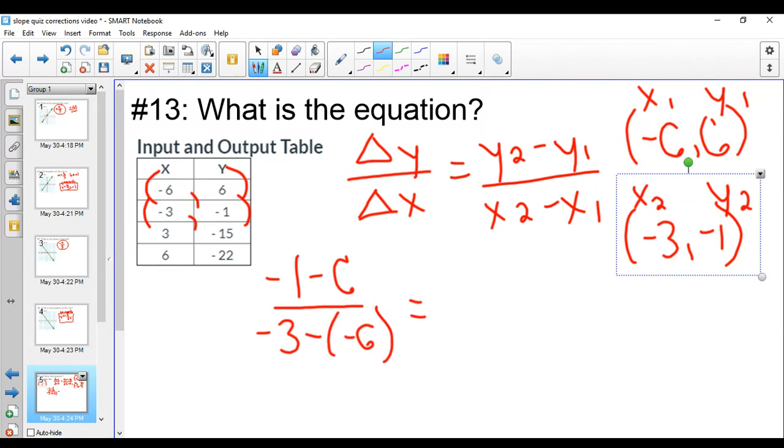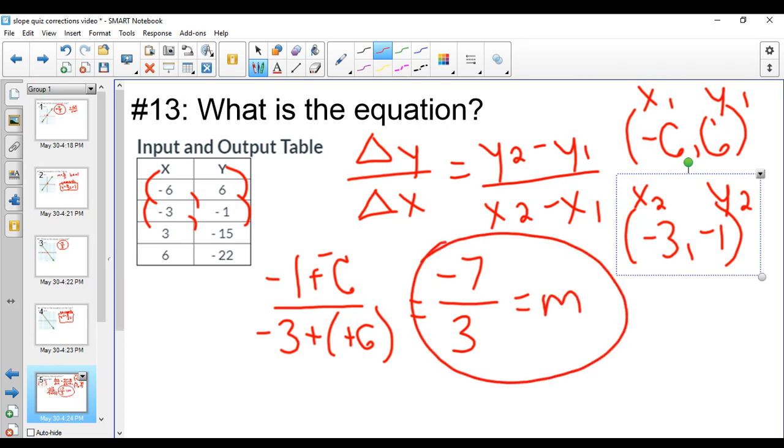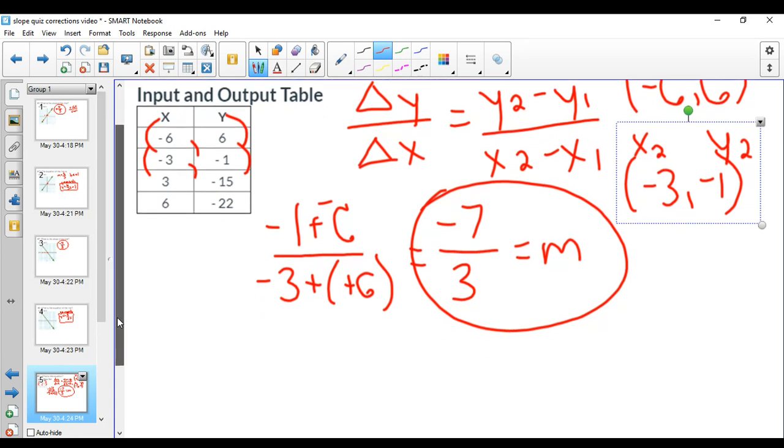Okay, so for our numerator, keep, change, that becomes -1 plus -6, which is -7. Then let's go to the denominator. Again, keep, change. This essentially is the same as 6 minus 3, which is 3. So -7/3 is my slope. So I'm going to put equals m because m represents the slope. So if I want to write an equation, I need two things. I need the slope and I need the y-intercept. So we have the slope already. Now to find the y-intercept, let me scroll down a little bit.